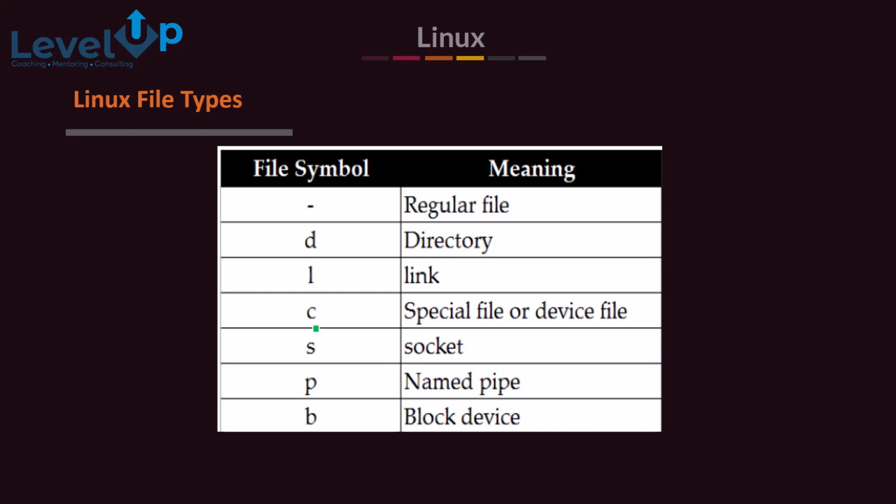If it is starting with s, that means it is a socket. If it is starting with p, that means it is a named pipe. If it is starting with b, that means it is a block device. Okay, these are the different file types that we have. Majorly, we will use regular files and directories. If you see any file starting with hyphen, it is a regular file. Any file starting with d, that means it is a directory.